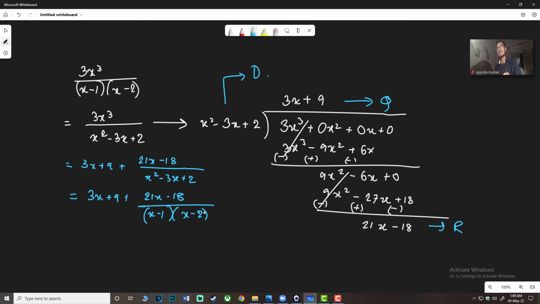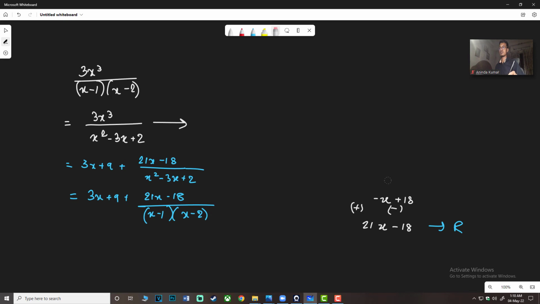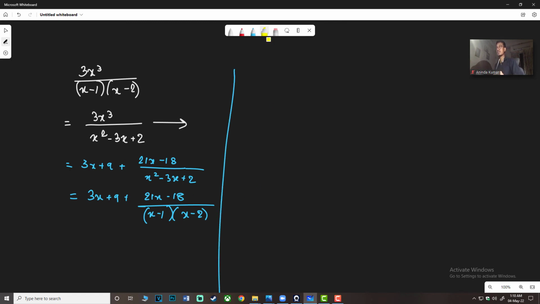Now we convert this thing into partial fraction. So I'll be erasing this part over here so that I can do the rest of the working. If you want, you can take a screenshot or a note of this part. Right, moving on. So we convert this part into partial fraction, only this part.